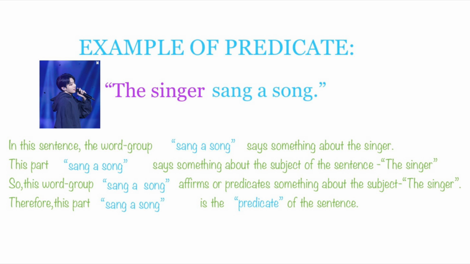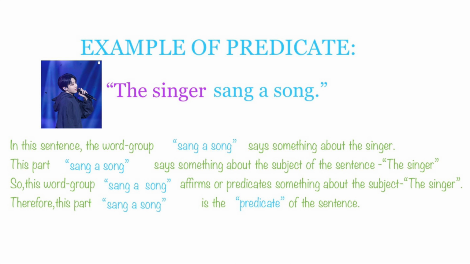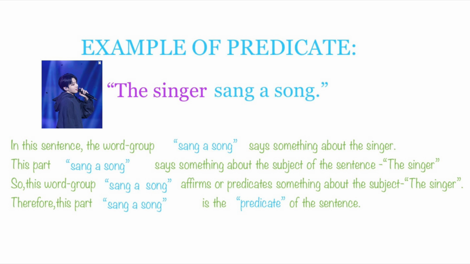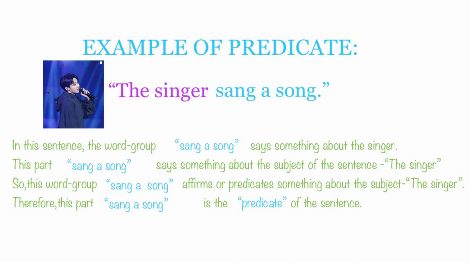Okay, let's look at the same sentence again. The singer sang a song. In this sentence, the word group sang a song says something about the singer. So this part, sang a song, says something about the subject, the singer. Right, so this word group sang a song affirms or predicates something about the subject, the singer. Therefore, this part, sang a song, is the predicate of the sentence.